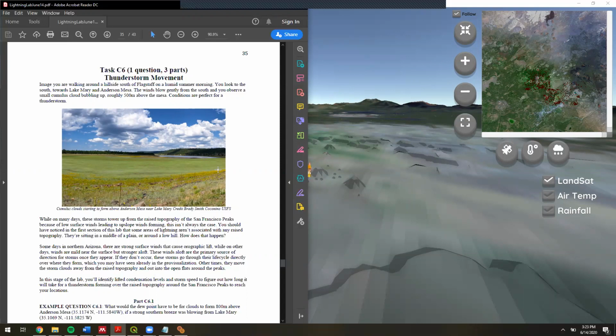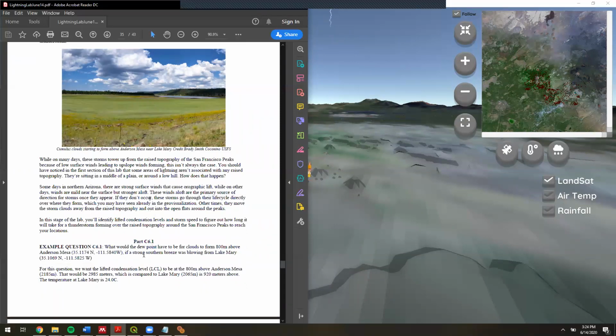For this example, we're using Donny Park, and we're going to talk about an area south of Donny Park. If we have strong southerly winds, which we sometimes do during monsoon season, that's going to lead to lightning striking at this location. So for question C6.1, we're trying to figure out the atmospheric conditions necessary, including the dew point, that led to these lightning strikes at Donny Park. We're going to start at Lake Mary and Anderson Mesa, which is just above Lake Mary. So let's fast travel to Lake Mary real quick.